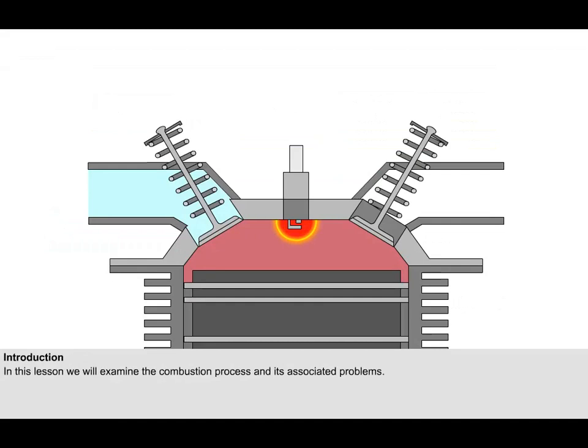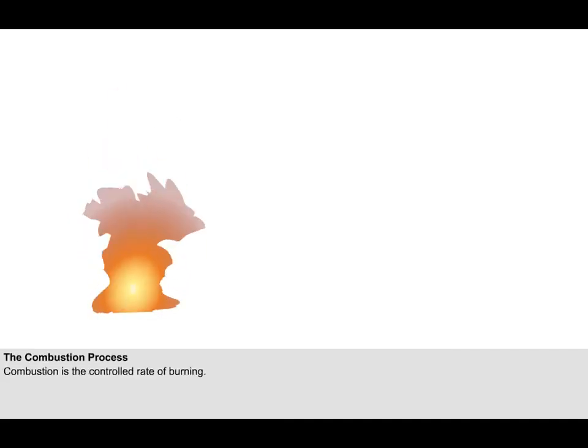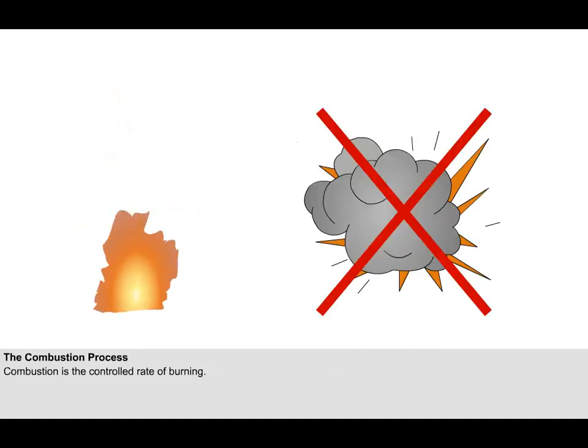In this lesson, we will look at the combustion process in a piston engine, and then we will go on to examine the problems of detonation and pre-ignition, both of which can occur during the combustion phase. Combustion of the air and gasoline mixture in a piston engine is the controlled rate of burning. It is not an explosion.